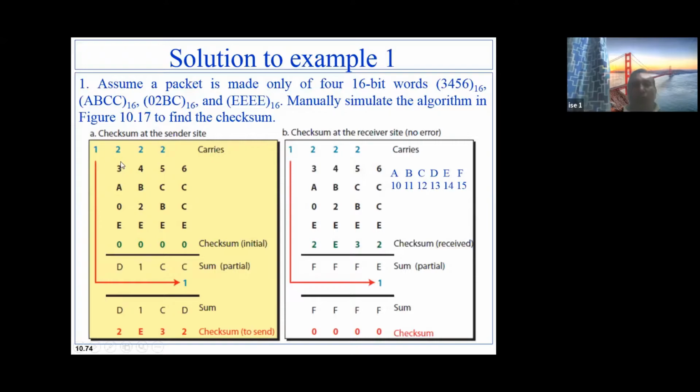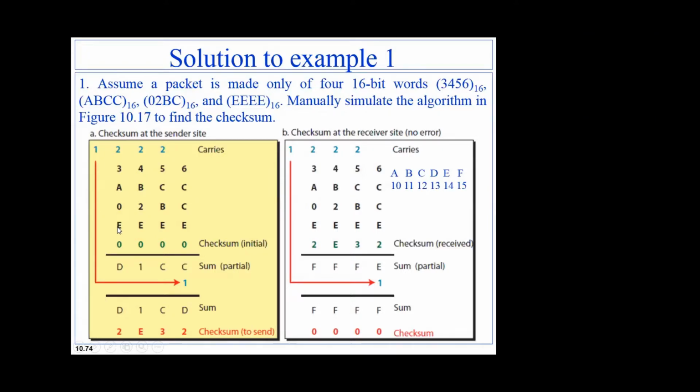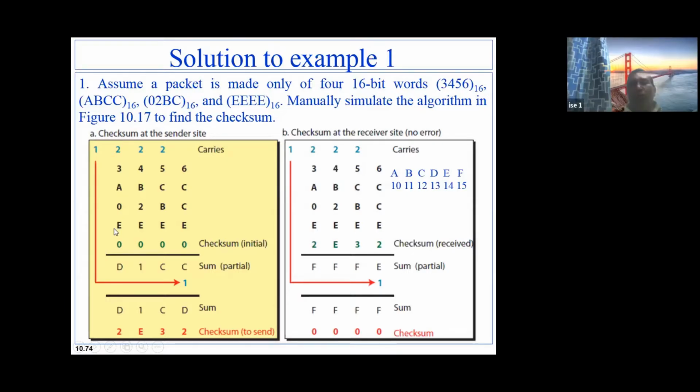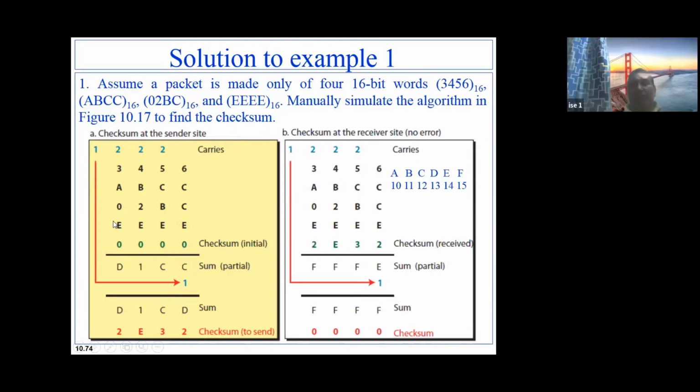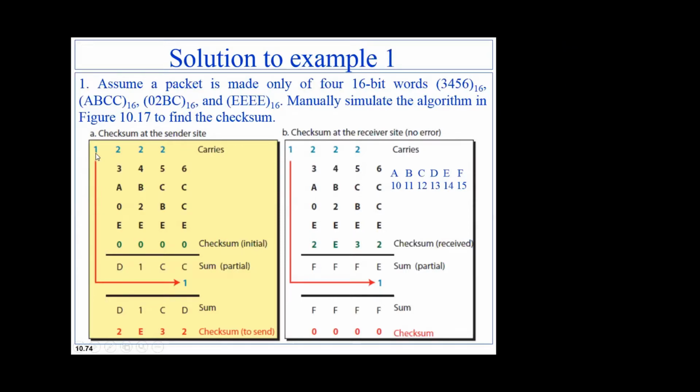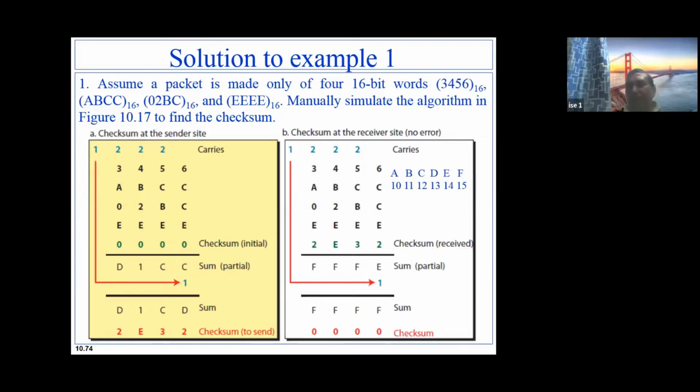Now next is 2 plus 3, 5, plus A, 10, is 15. 15 plus 14 is 29. 29 divided by 16: how many times will it go? Once. What is the remainder? 13, which is D, and I get 1 carry. One time it goes, right? 29 divided by 16, I get 1 carry.